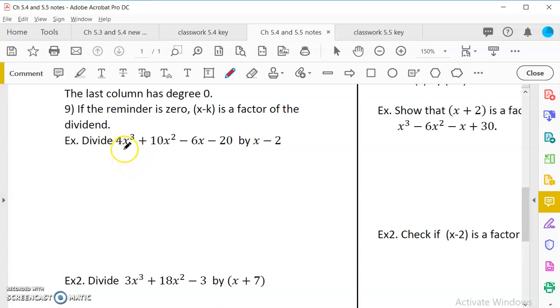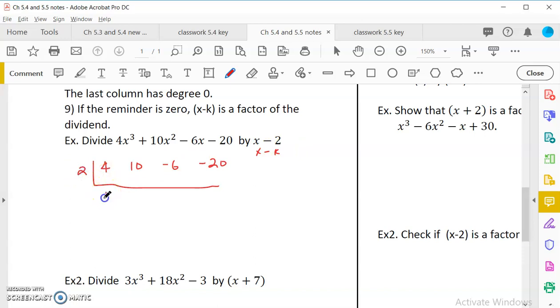So for example, I want to divide 4x cubed plus 10x squared minus 6x minus 20. I want to divide by x minus 2. So x minus k, compare, k is 2, right? So to set it up, I call it like a short division. So I write out all the coefficients, 4, 10, negative 6, negative 20. Again, if there's any missing term, you put a 0 for placeholder. And then you write the 2 here. The k is 2, so you write 2 here.